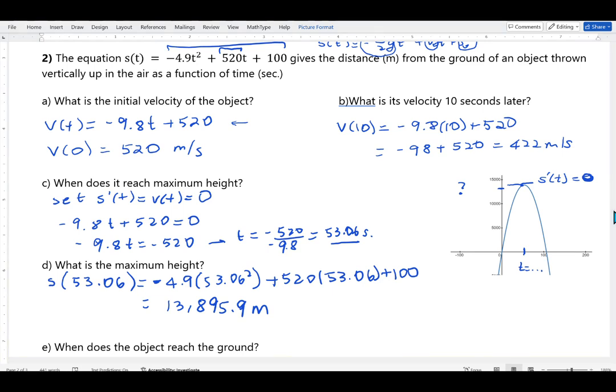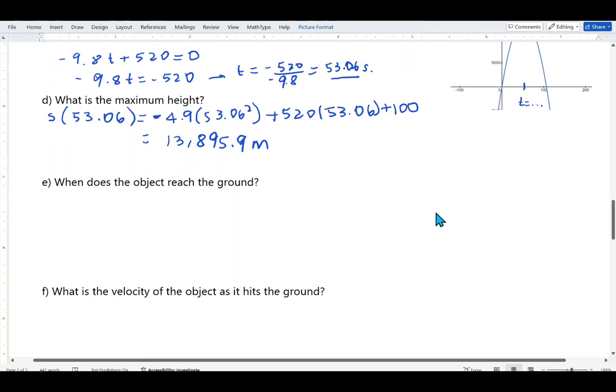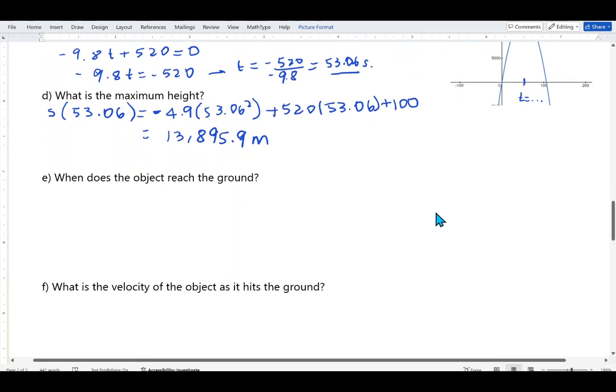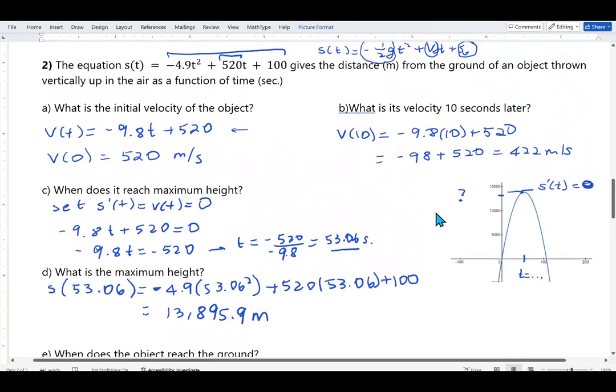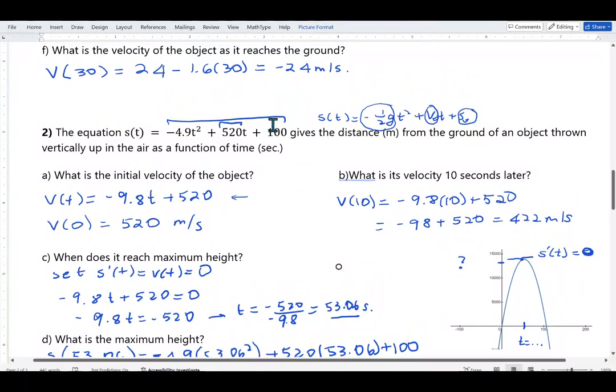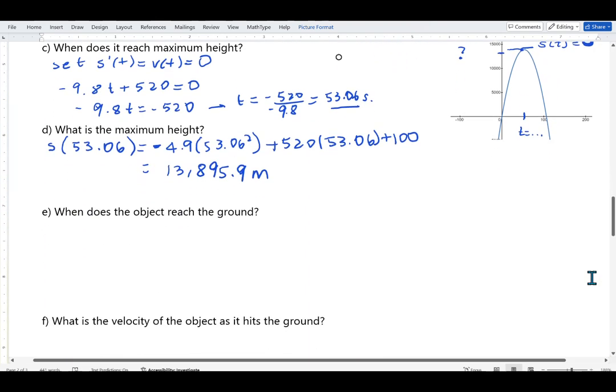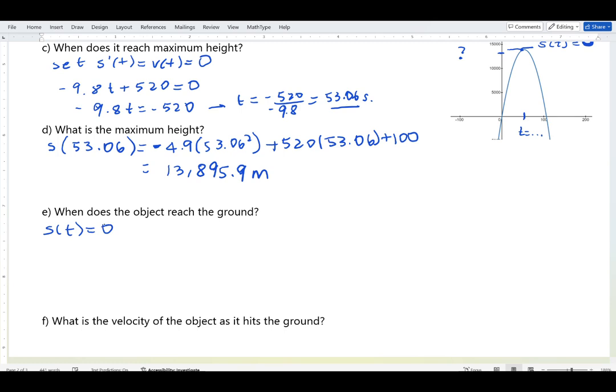Okay, one question is, when does the object reach the ground? Now notice this one did not start at 0 height, so it's not perfectly symmetrical, although because it's such a big height, it may look like it's perfectly symmetrical. But let's just do it the traditional way. So when does the object hit the ground? We need to set the distance from the ground equal to 0. So set s of t equal to 0.